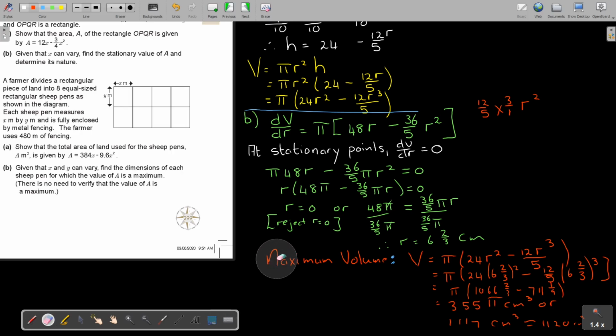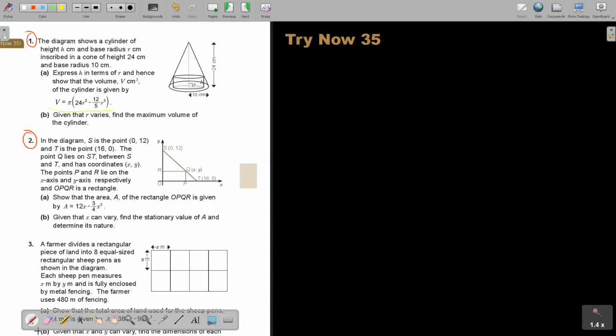Let's go for number 2. Okay, let's look at example 2. In the diagram, S is the point (0, 12). Now, this is very important. If this is (0, 12), what it's actually saying is that this distance is 12. And T is the point (16, 0). So what it's actually saying is that this point is 16.